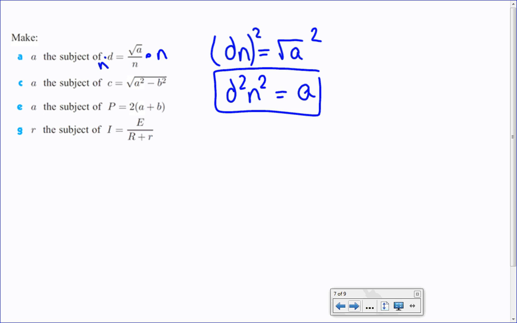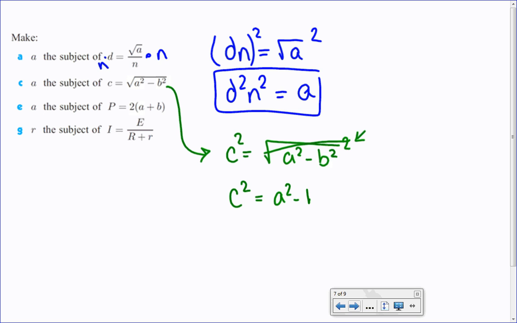Then for c, so we want to get a alone. We always have to start with the outermost thing. So right here, we've got a square root on the outside of this side. So to undo that square root so we can access the a, we're going to have to square both sides right away. And that's going to undo the square root. So we'll have c squared is equal to a squared minus b squared. We'll add b squared to the other side. So we've got b squared plus c squared equals a squared.